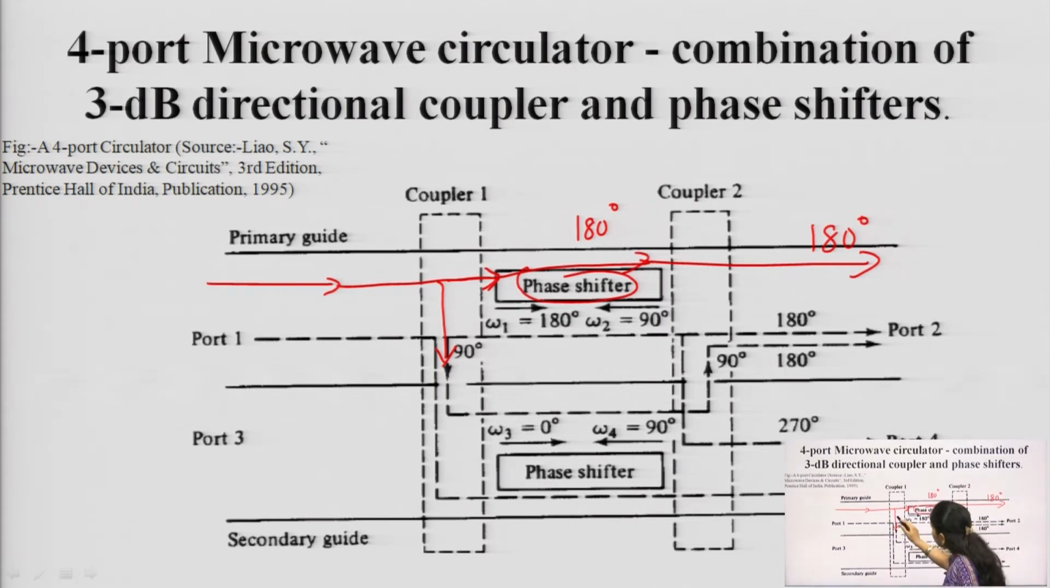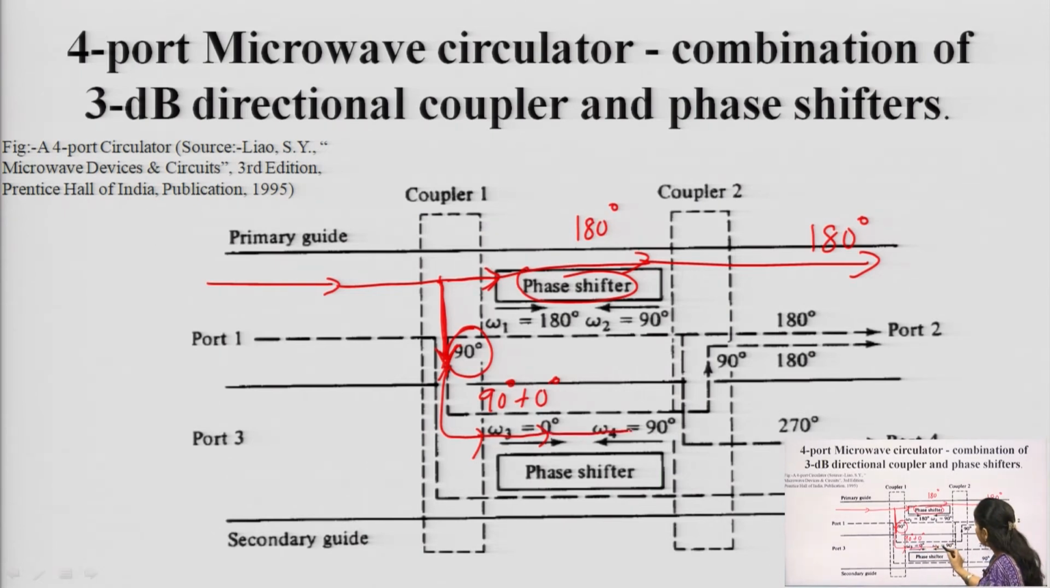And let us look at the other signal, which is going with the help of the coupler, coming downwards. The coupler provides a phase shift of 90 degrees to it. So, the coupler provided a phase shift of 90 degrees here, and now the signal is provided with a phase shift of 0 degrees, because this way, from left to right, the phase shifter provides a phase shift of 0 degrees.